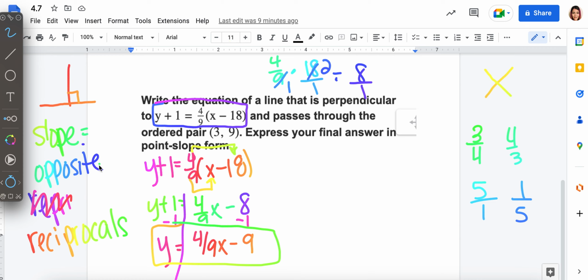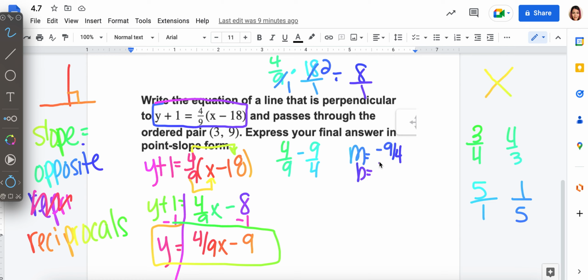Okay, so like I said, our slopes are opposite reciprocals. So first, let's just do the reciprocal of 4/9. Well, the reciprocal of 4/9 is 9/4. We just flip that fraction. And opposite means we either go from negative to positive or positive to negative. Well, 4/9 is positive, so we're going to go from positive to negative. So the opposite reciprocal is -9/4. So again, we know our slope is -9/4.